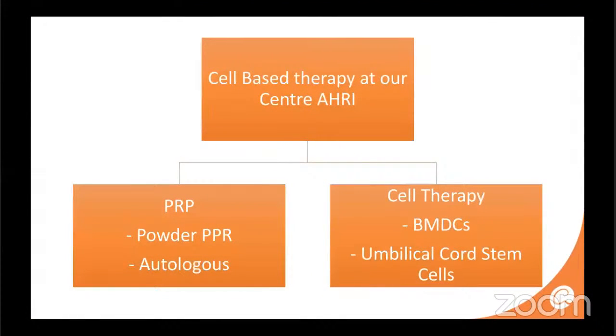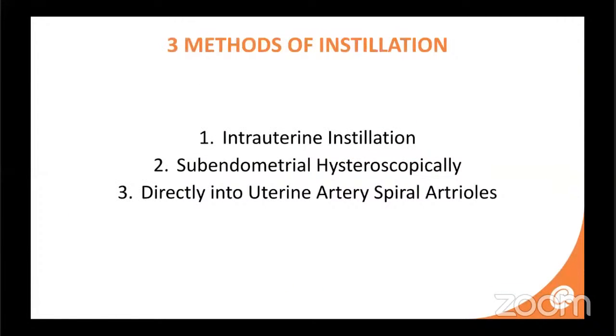In our center, in terms of cell-based therapy, we have categorized it into PRP, which can be done in the form of powder PRP, available in a lyophilized form, and autologous PRP, which is derived from the patient's own blood. And in cell therapy, there are bone marrow-derived stem cells and umbilical cord stem cells.